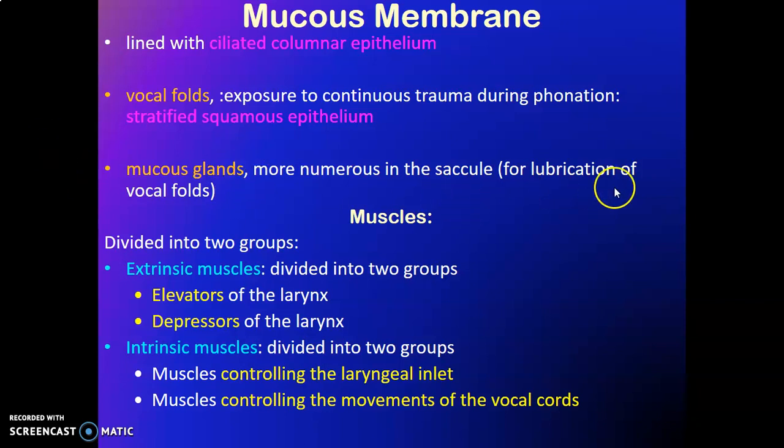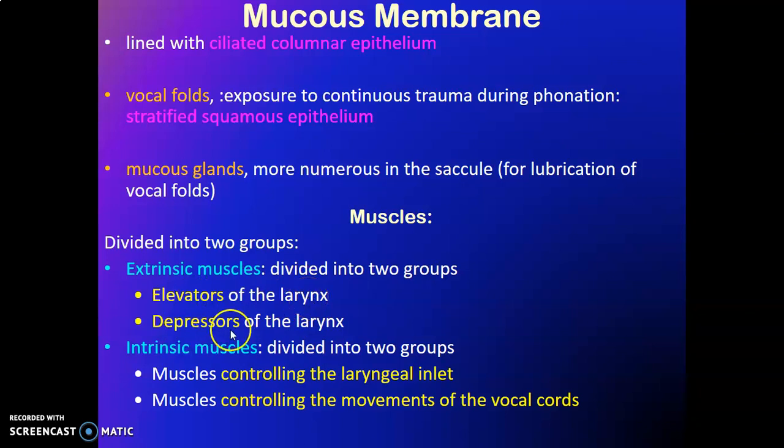We have muscles of the larynx. They're divided into two, extrinsic and intrinsic. The extrinsic muscles of the larynx are further divided into two. You have those that elevate the larynx and those that depress the larynx. So extrinsic muscles are divided into elevators and depressors of the larynx.